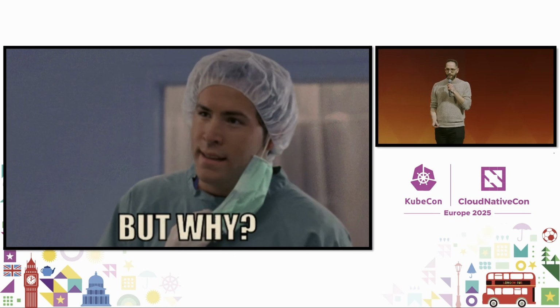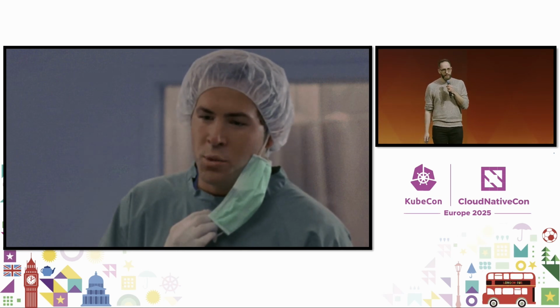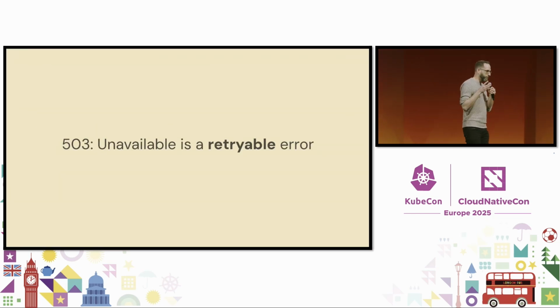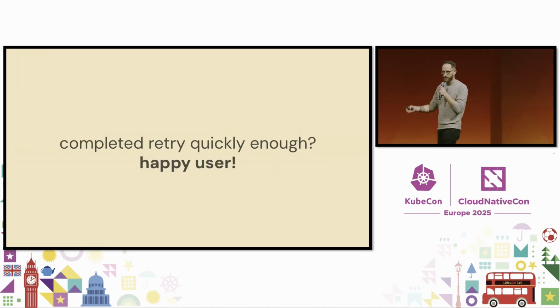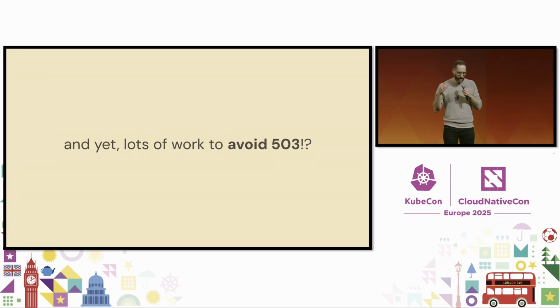All right, well, it seems that Dr. Ryan Reynolds here is skeptical. And the thing is, Dr. Reynolds has a point. 503 unavailable is supposed to be a retryable error. If you do a retry and you succeed quickly enough, your user is still happy. And if your user is happy, according to my definition, you are still highly available. So why do we do so much work to avoid, as engineers, sending a 503 to our clients?